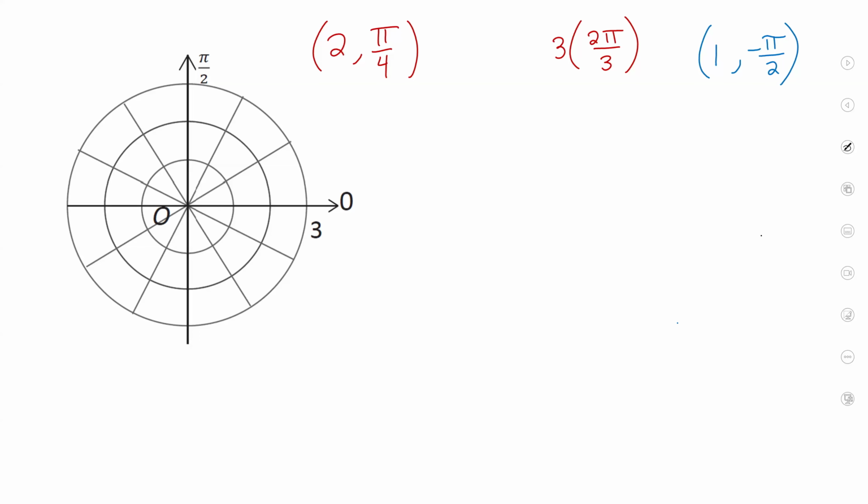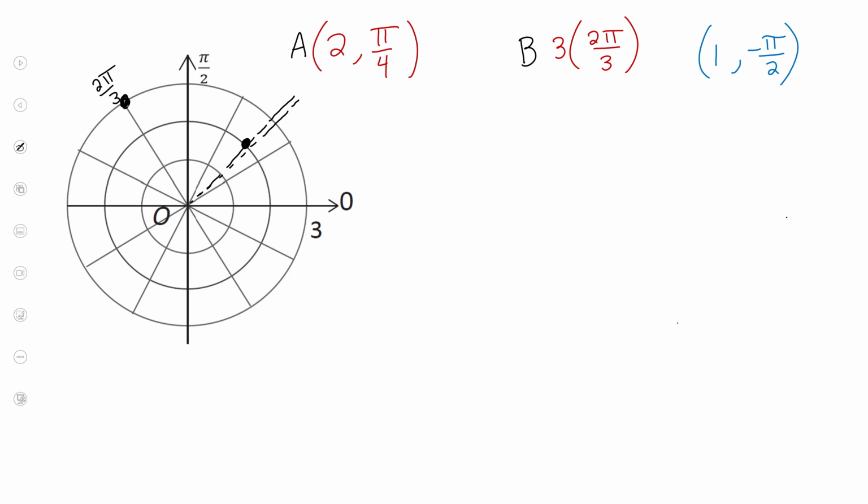All right, so going over these, pi over 4 is right here. Didn't draw that straight. Right there. And I want to be on 2. So right there is this point. I'll label it A. The next one, I'll label this point B. 2 pi over 3 is right here. 2 pi over 3, and the radius is 3.